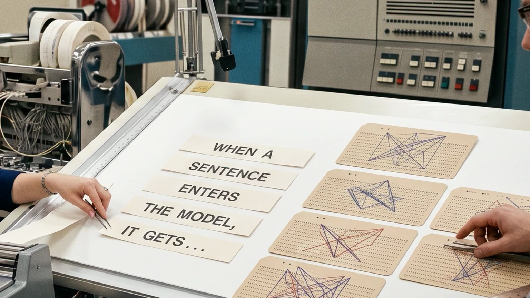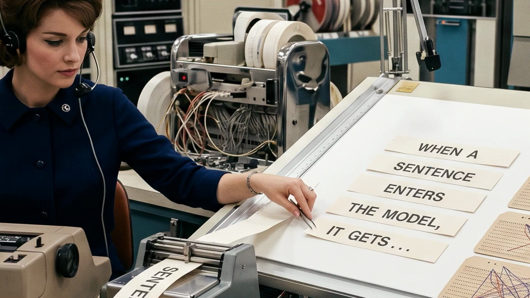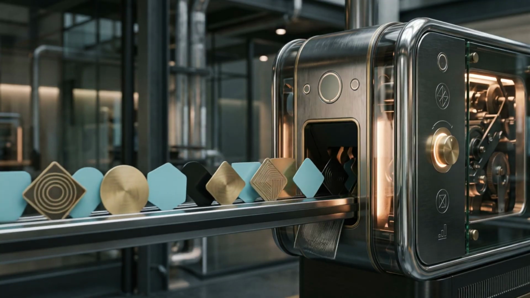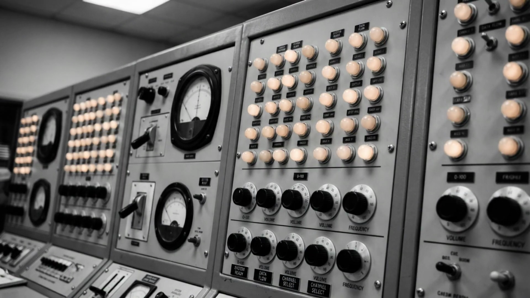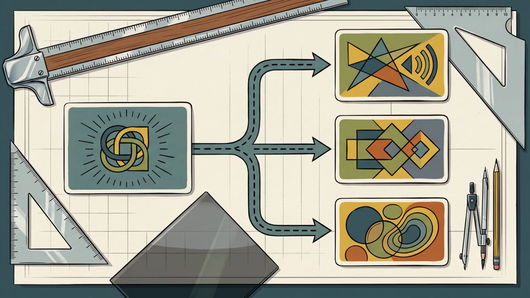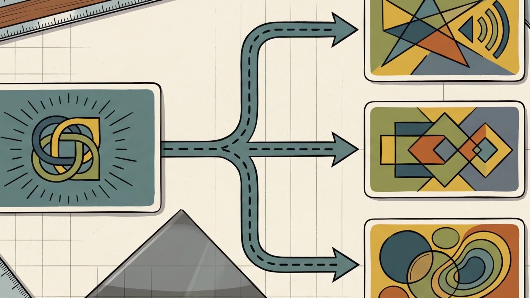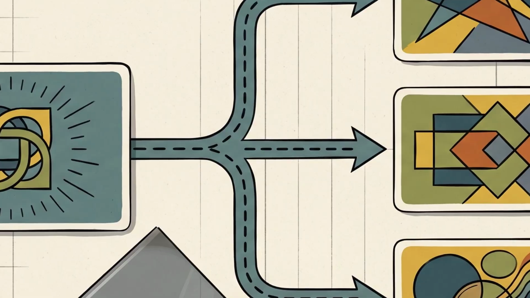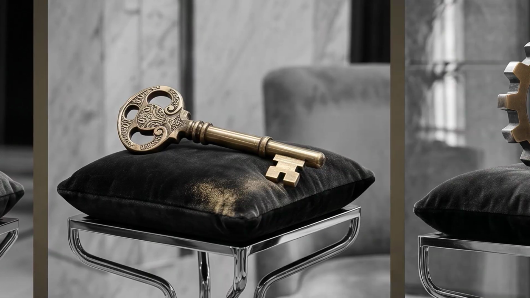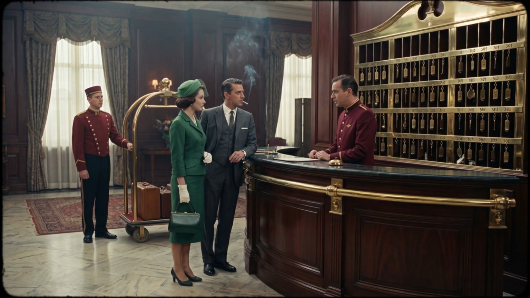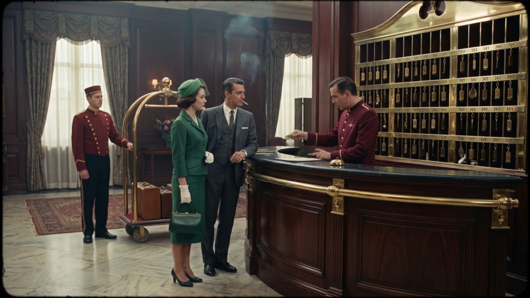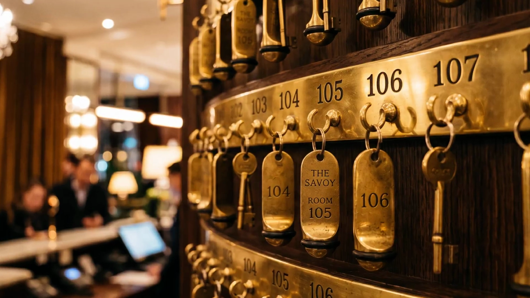When a sentence enters the model, it gets broken into tokens, turned into vectors, and passed into the transformer. Then attention goes to work. For each token, the model creates three derived versions of its representation: a query, a key, and a value. Naturally, we gave the most important mechanism in modern AI the naming scheme of a hotel key rack.